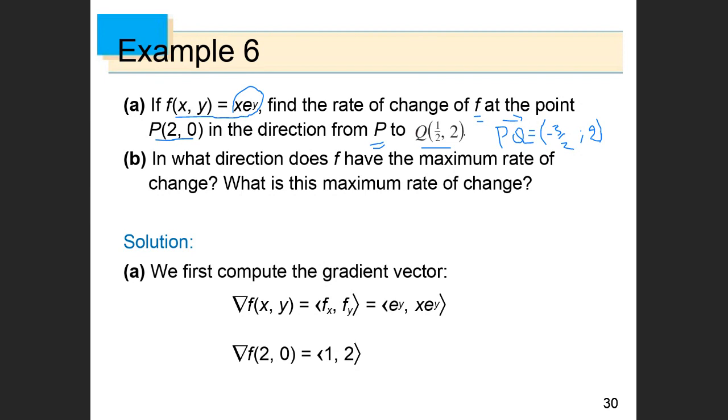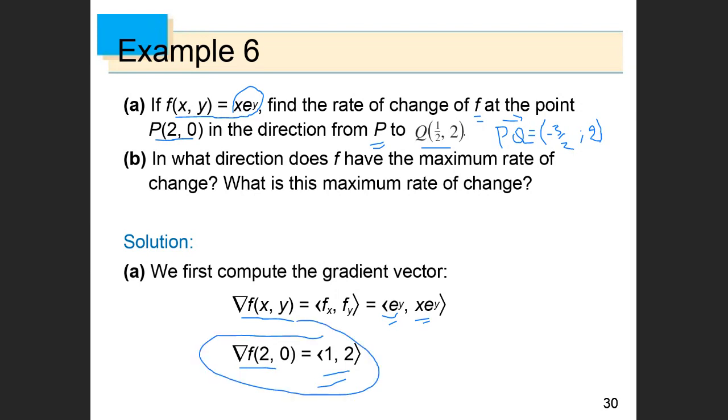What do I need to do? First of all, I need to compute the gradient. So the gradient of f with respect to x and y: you need to compute the first derivative with respect to x, which gives you e^y. And the derivative with respect to y gives you x e^y. It's pretty easy because you just have y as an exponent here. Now at the point (2, 0), you get e^0 and 2e^0. So you get (1, 2), and this is your gradient.